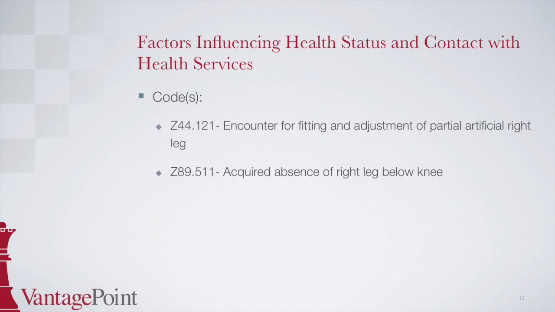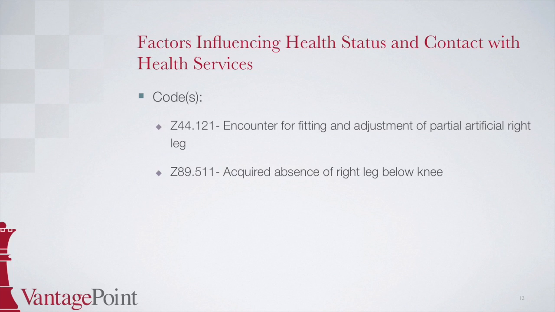The next code is Z89.511, acquired absence of right leg below knee, to show the reason why the patient is presenting for the fitting of the partial artificial leg. To locate this code, start at absence in the alphabetic index, then locate leg, then the phrase below knee, which points to Z89.51 with a checkbox indicating that more digits are required.